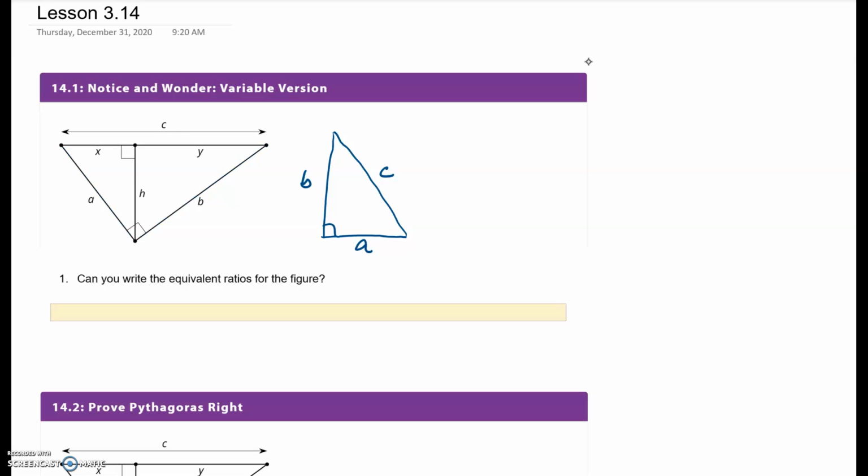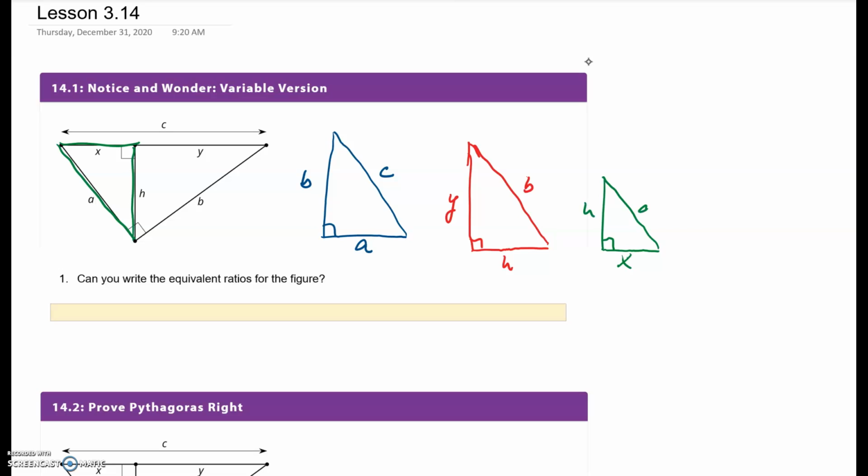Our next right triangle is the medium one here in red, and I erased those because I want to do color coding. So here's my medium right triangle in red. This smaller leg is H, the longer leg is Y, and the hypotenuse is B. Then we're going to move on to this smaller right triangle in green. So we'll draw this one. The smaller leg is X, the longer leg is H, and the hypotenuse is A.